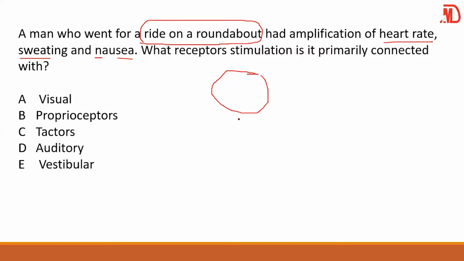Sometimes you might not see runabout, you might see a revolving belt. That means it is going round. Or sometimes you can see a carousel, C-A-R-O-U-S-E-L. All of these mean circular movement. And for that reason, we deal with the vestibulocochlear or the vestibular receptors. So your answer is E, vestibular receptors. All right.